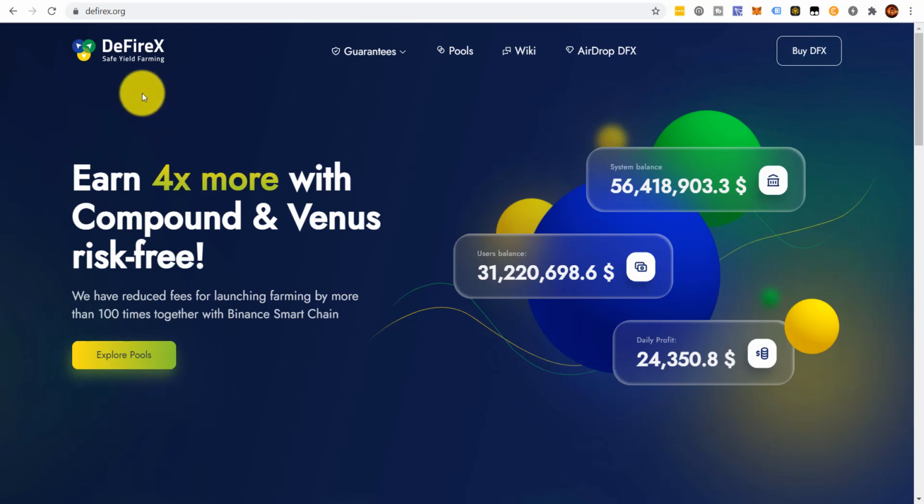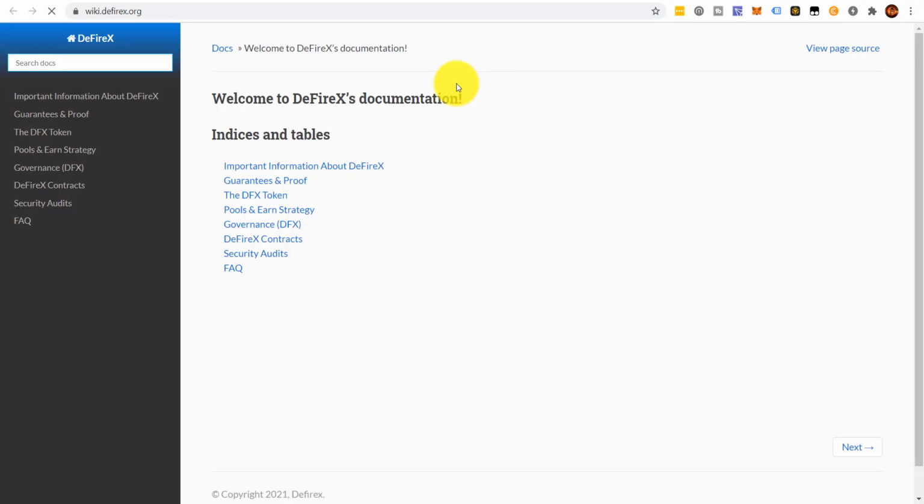So the idea behind DeFireX is safe yield farming. They call it safe, they call it risk-free, but nothing in crypto is risk-free, absolutely nothing. When you go through the wiki, they have one of the best wiki pages I've probably ever seen, with a tremendous amount of detail. It's done really well. I encourage you, before you make any investments, go through this stuff. We'll break it down in a future video as well, particularly some of the tokenomics and whatnot.